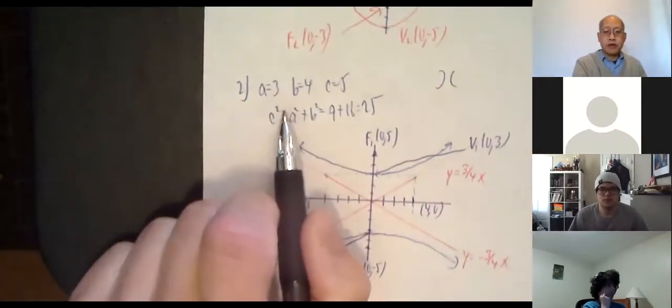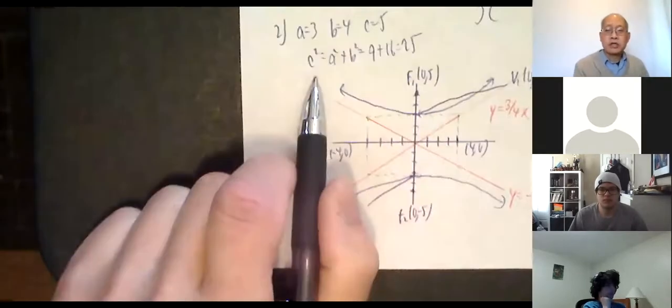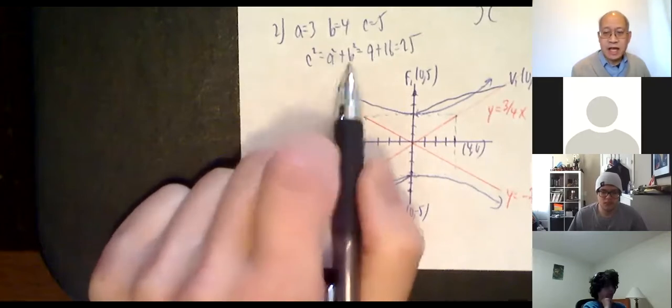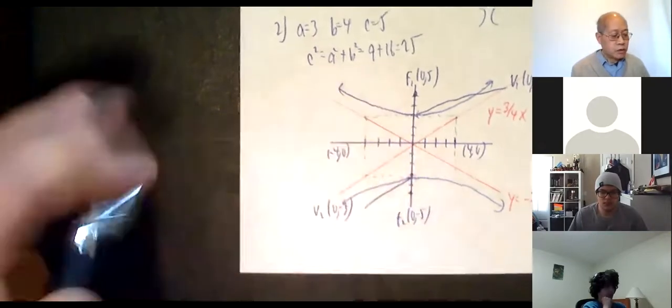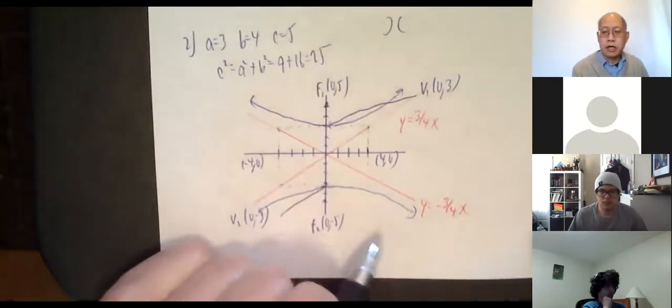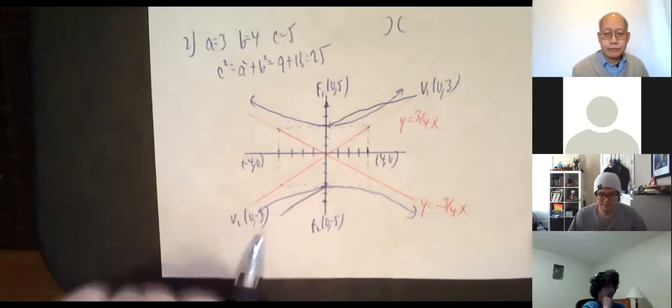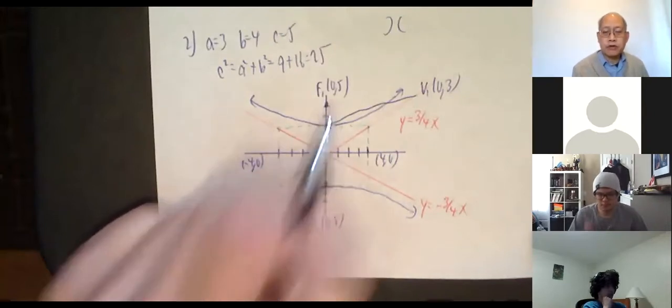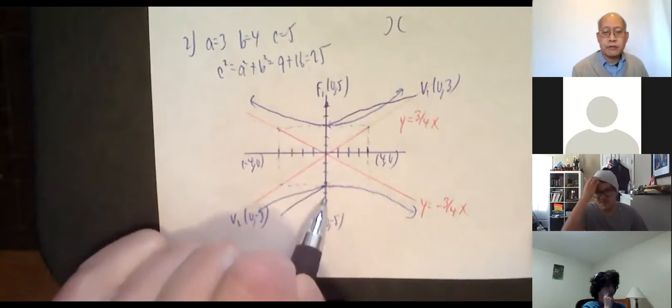So A is 3, B is 4, C is 5. So C squared equals A squared plus B squared. That's 9 plus 16, which is 25. Okay, so here we go. 1, 2, 3 up, 1, 2, 3 down. So my vertices are 0, 3, and 0, negative 3. Foci are 5 up, 5 down, so 0, 5, 0, negative 5.